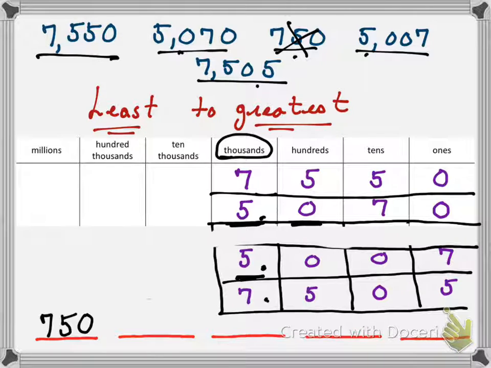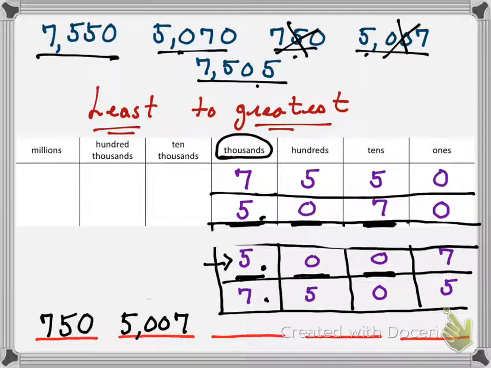So we need to go to the next column. This one has no hundreds. This one doesn't have any hundreds. So then we have to go to the next column. This one has 7 copies of 10s, and this one has no copies of 10s. So automatically, this number is our second least number out of all these numbers. So I'm going to cross him off, and I'm going to write him down. 5,007 is the second least number.